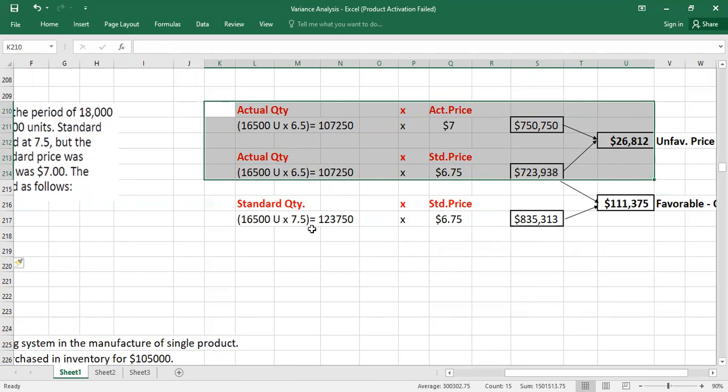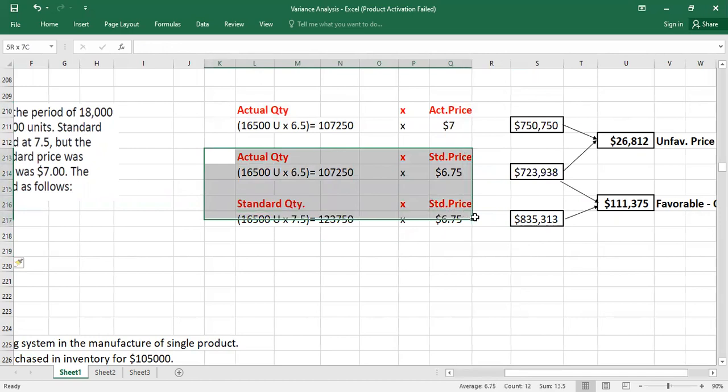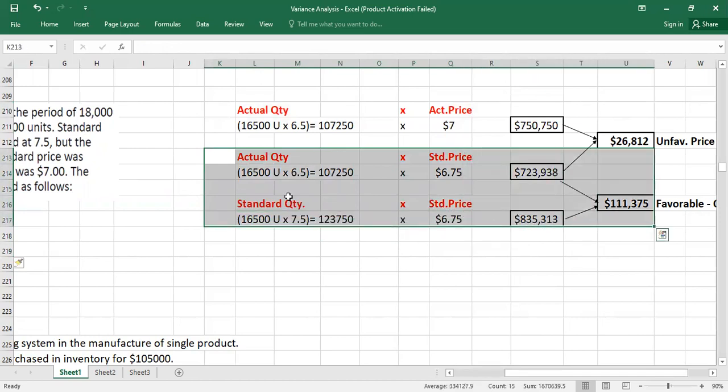Then I told you, if you take the difference of the second line and the third line, you will get the quantity variance. You can see the quantity variance is 111,375. It is favorable. Why? Because I told you, if the first line is lower and the second is higher, this is going to be favorable. If the first is higher and the second is lower, this is going to be unfavorable, but here it is favorable.